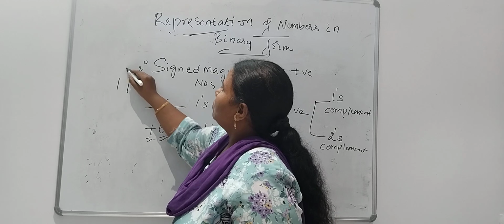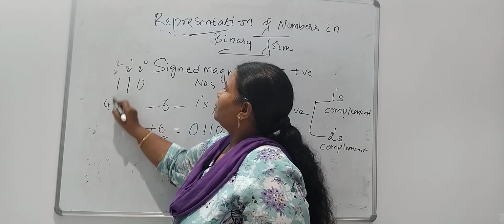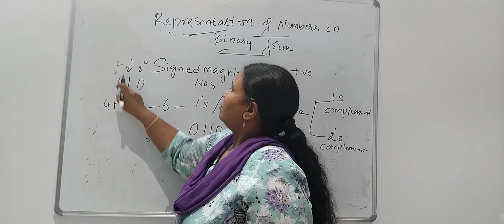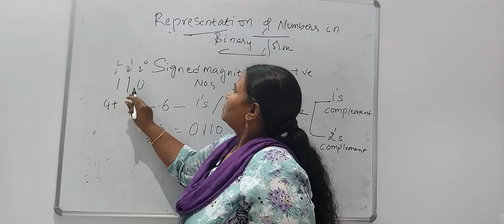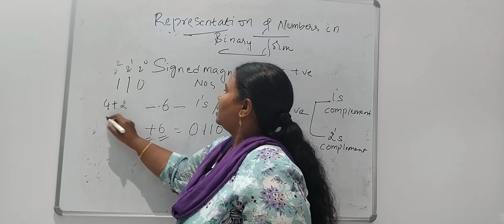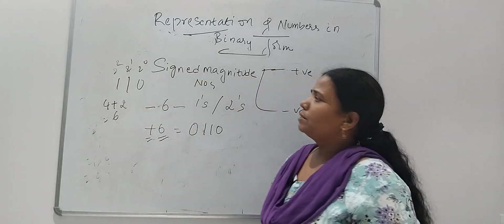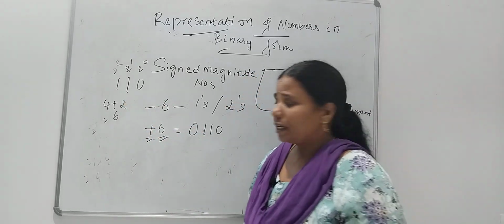How can you write 1 1 0? 2 to the power of 0, 2 to the power of 1, 2 square. 2 square means how much? 4. So 1 into 4, plus 1 into 2 to the power of 1, which is 2. This is 0, no need. Wherever 1 is there, you take that corresponding value. So 6 you can take as 1 1 0.